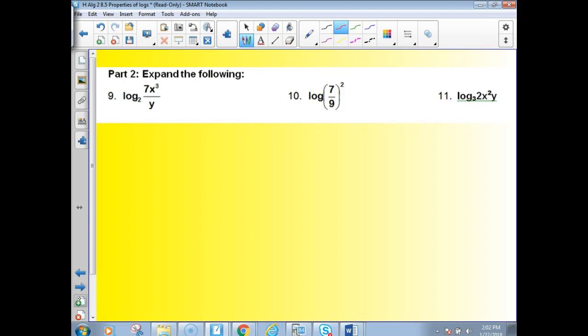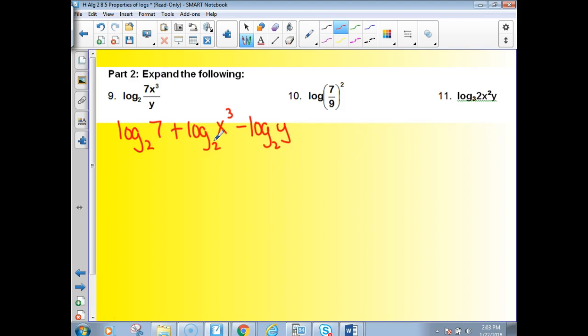Okay, expand the following. Whoa, expand. Now I got some letters in here, variables. All my logs will be in the same base of 2. And then I've got a product in the top, so I'd have log in base 2 of 7. And since this is a product, we're going to write plus, and now I'm going to write log in base 2 of x to the 3rd. And then the next part is divide, so minus the log in base 2 of y. Okay, so I used the product rule and the quotient rule.